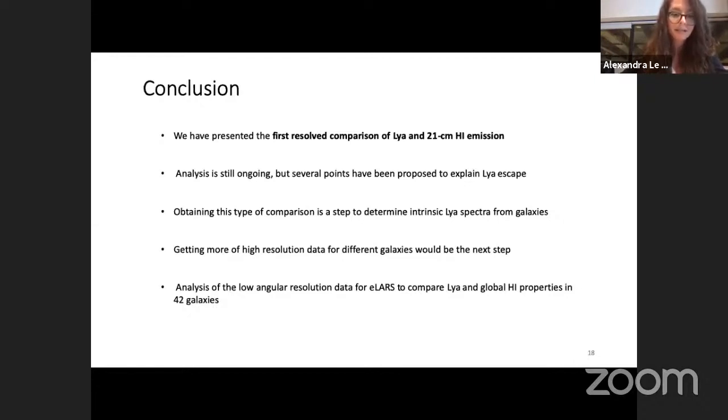And the next step will be to get more high resolution data because those two galaxies are quite peculiar and it's only two data points. So it would be really interesting to see what happens in the galaxies that are in other places in the parameter space. And we're also going to analyze the low angular resolution data in H1 for the ELAS sample to have an idea of how the global H1 properties impact Lyman-alpha in all 42 galaxies.